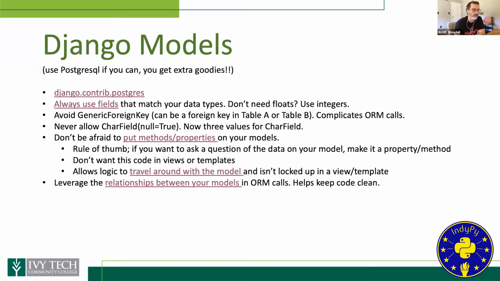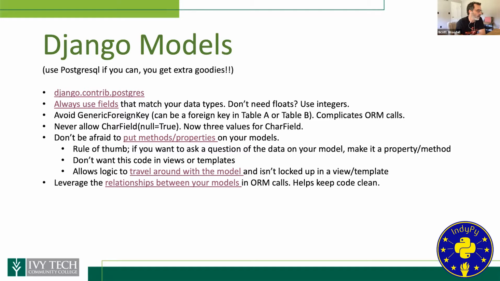Never allow char field null equals true. What this does is it makes three values possible for your character fields: a null value, an empty string value, and the value that the end user submitted to you. Why three different values is bad is that now you have to account for that edge case of when values are null. Django likes to treat strings that are empty or have no value as just empty strings. So if you see null equals true defined in your models, you might want to take some steps to rectify that, and you'll probably be able to clean up some code elsewhere because you don't have to worry about that edge case.